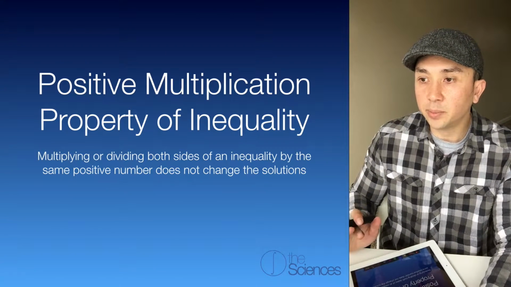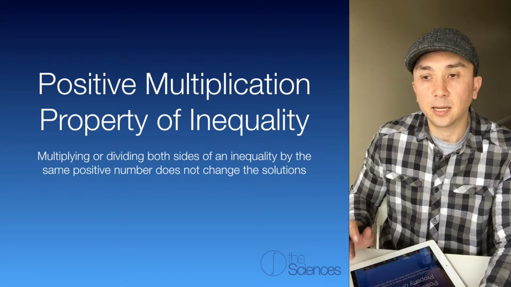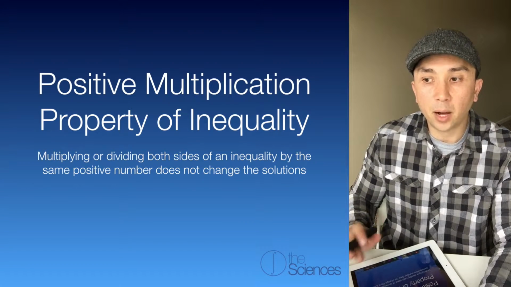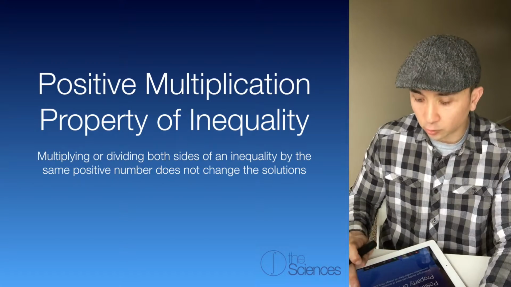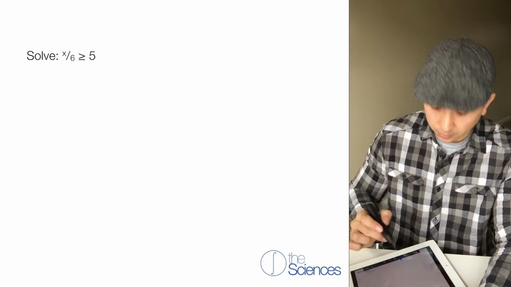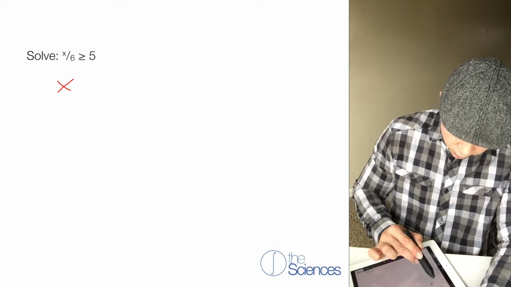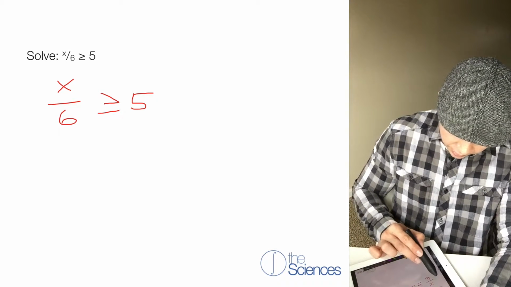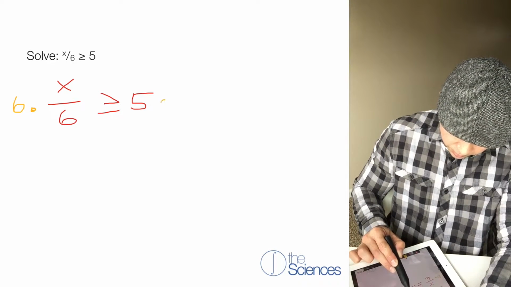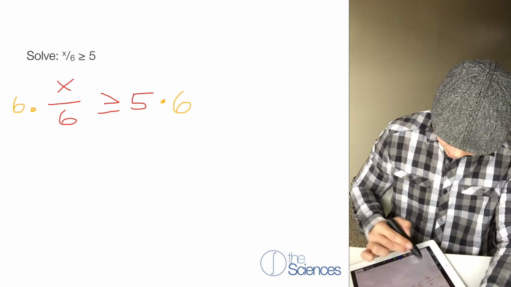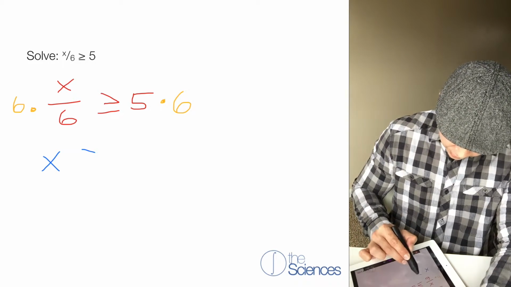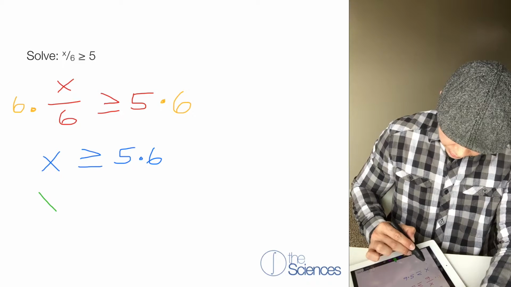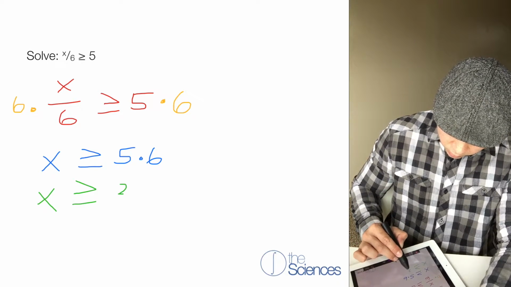Now, the positive multiplication property of an inequality states that multiplying or dividing both sides of an inequality by the same positive number does not change the solutions. So let's do an example. Here we have x over 6 is greater than or equal to 5. We can isolate x on one side by multiplying both sides by 6. So now we get x is greater than or equal to 5 times 6, or x is greater than or equal to 30.